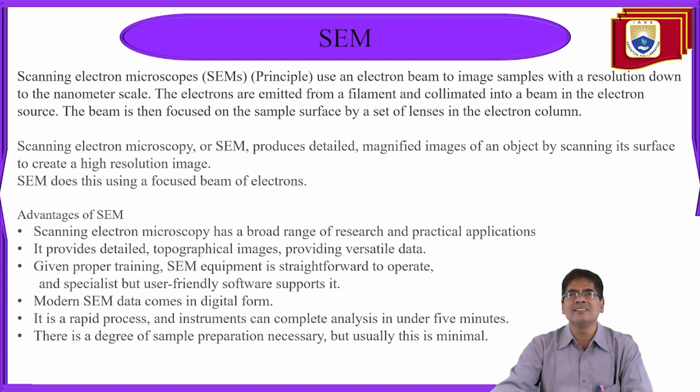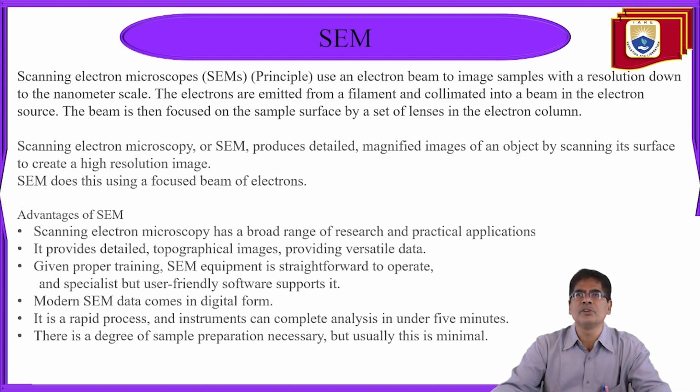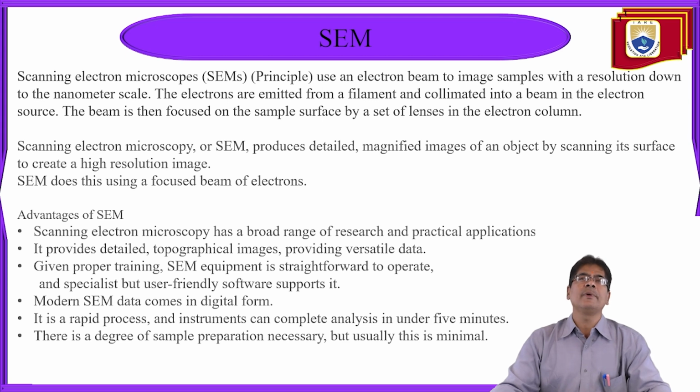SEM, we know that SEMs use an electron beam to image samples with a resolution down to the nanometer scale. So the electrons are emitted from a filament and collimated into a beam in the electron column. The beam is then focused on the sample surface by a set of lenses in the electron column. So scanning electron microscopy produces detailed magnified images of an object by scanning its surface to create a high resolution image. So SEM does this using a focused beam of electrons.